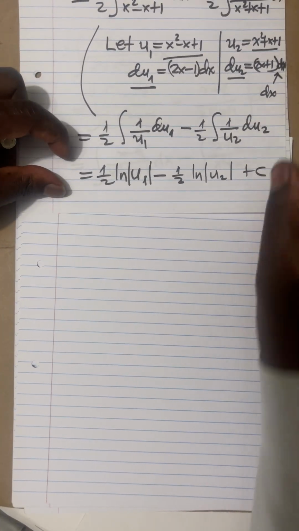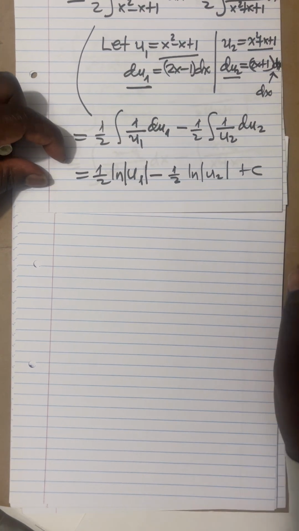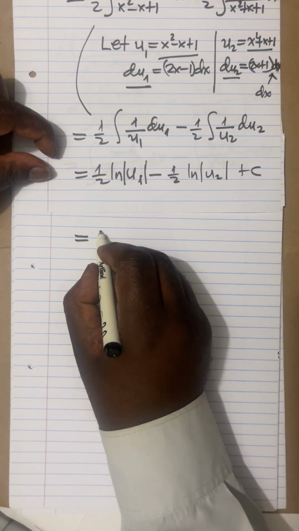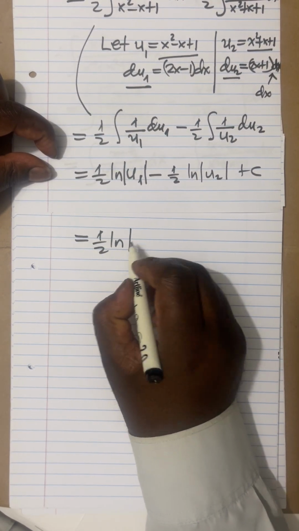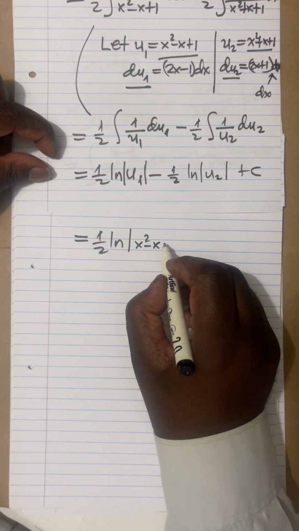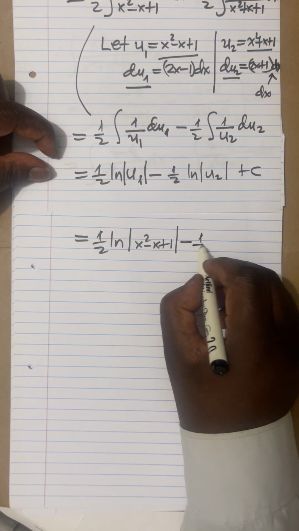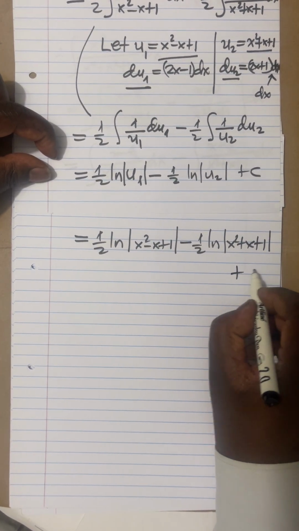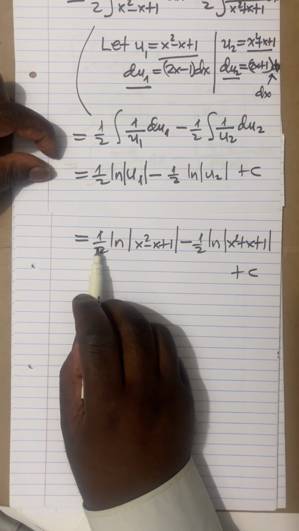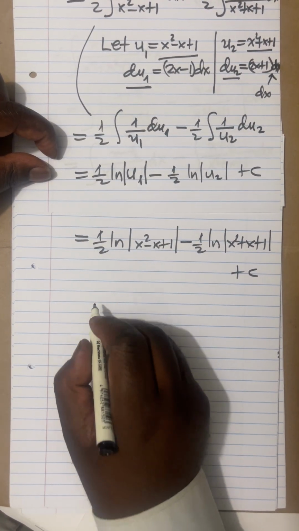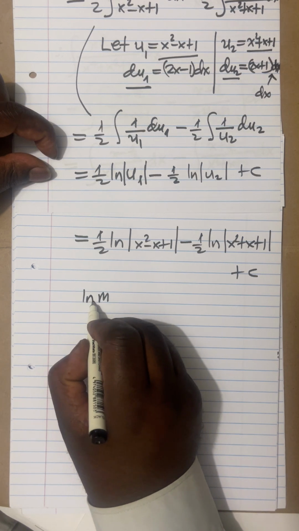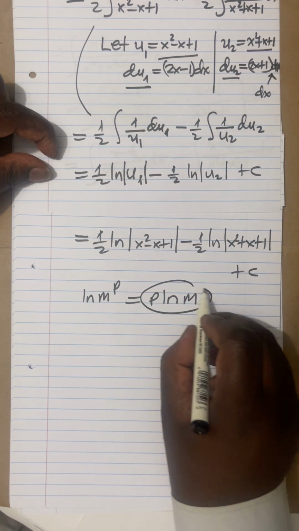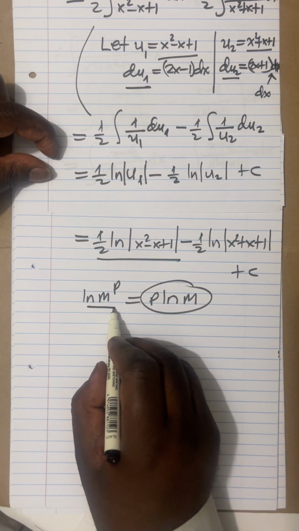So our final solution is going to be, are you okay? I'm still in a space where you can easily see what I'm writing. So this is going to be half natural log of x squared minus x plus 1, minus half natural log of x squared plus x plus 1, and then plus c. Using laws of logs, the half must come there. Again, that same law that says m natural log of m to the power p equals p natural log of m. So this form here is that form there, and I want this form. So the half must come there.